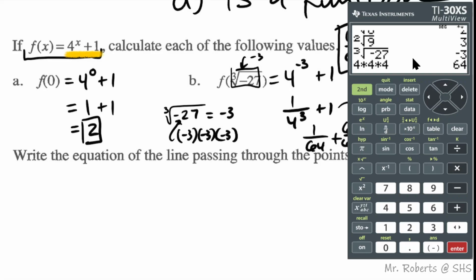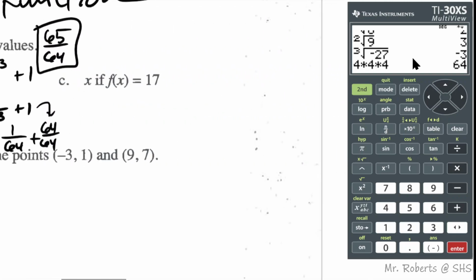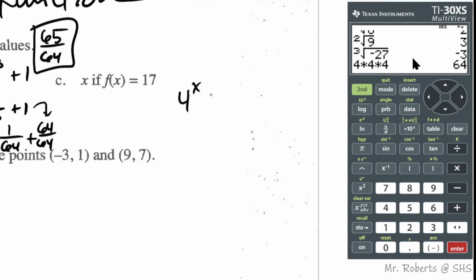What is x if f of x is 17? So what they're telling me is, figure out what x is if the function, which is what, 4 to the x plus 1, equals 17. I can do this because that's 4 to the x is equal to 16.